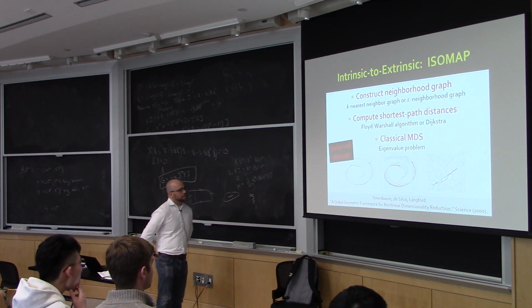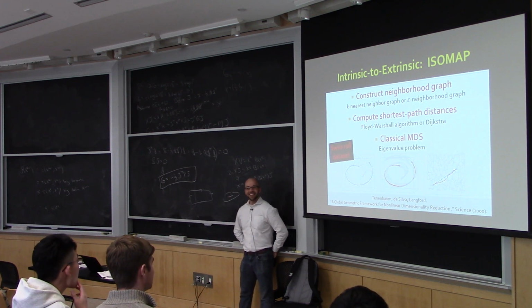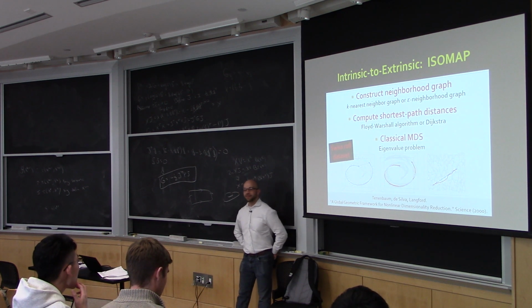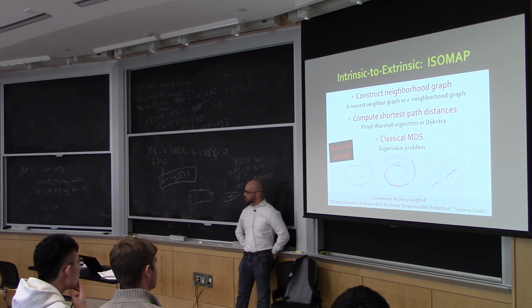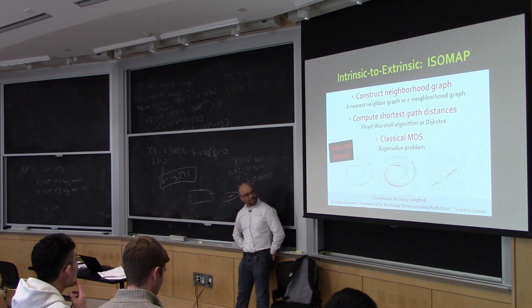So a typical algorithm, you might notice the first author is a professor here at MIT. I think this is actually his best known work, although if you see him now, it's largely in deep learning. It's something called ISOMAP. And ISOMAP is a very simple extension of MDS, where its job is to reveal the intrinsic dimensionality of the data.